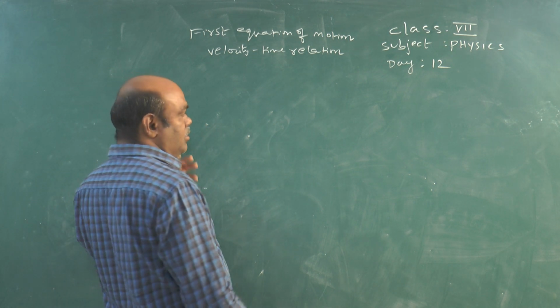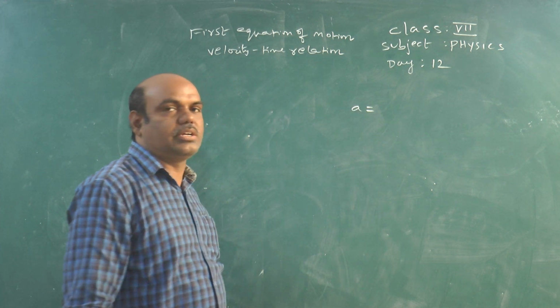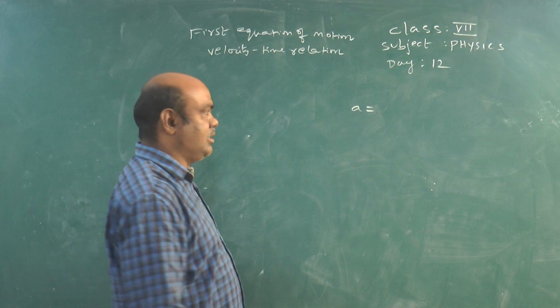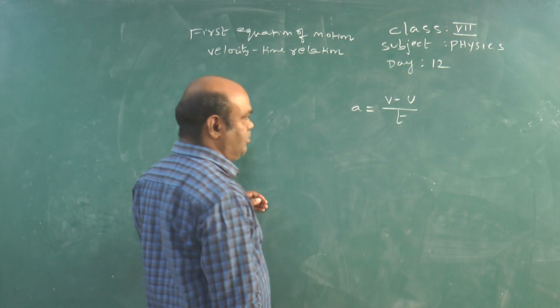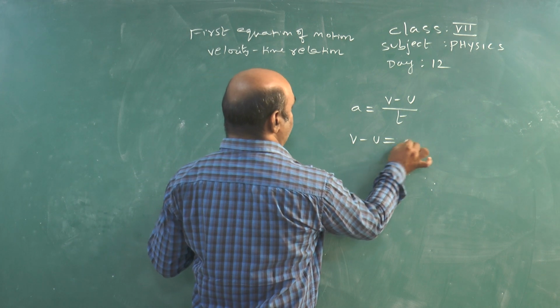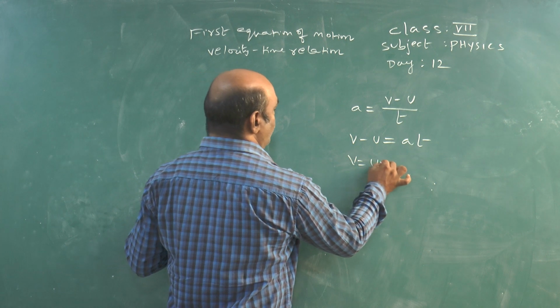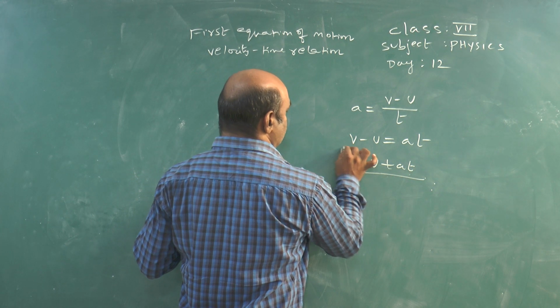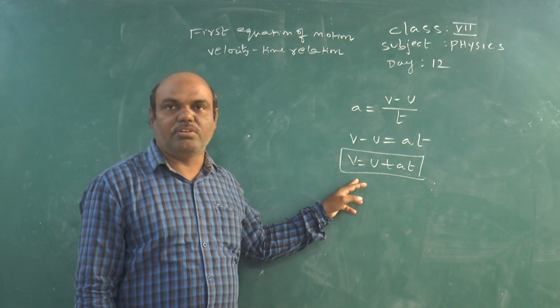According to the basic definition, acceleration is equal to the rate of change of velocity. That means change in velocity by time. a equal to (v minus u) by t. So v minus u equal to at, so v equal to u plus at. This is the formula of the first equation of motion.